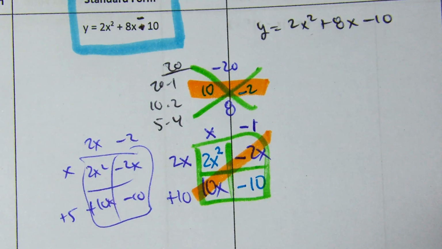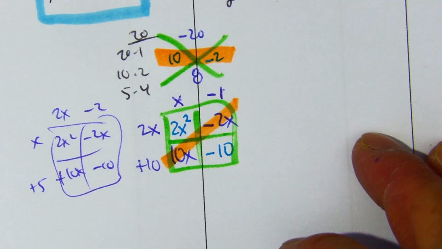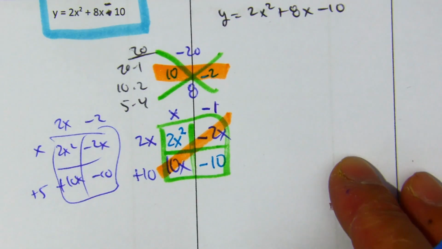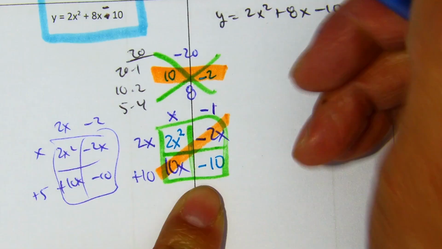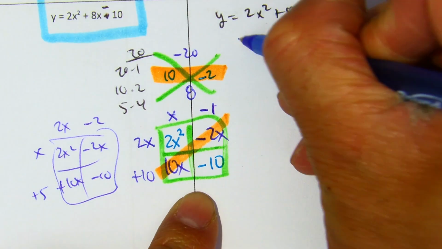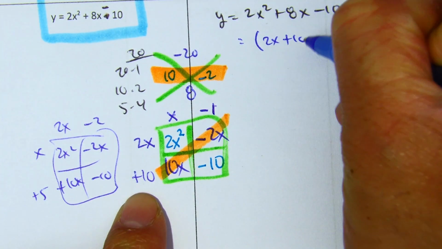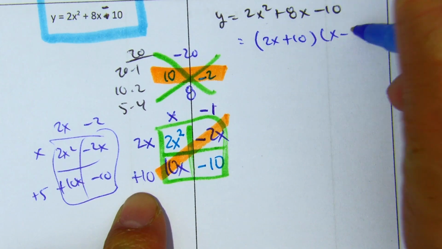Here it is. We could have done it in another way. So you could have chosen either of those and gotten it correct, yes? Okay, let's just do the green one. 2x plus 10 and x minus 1.